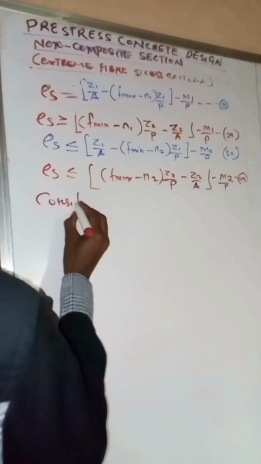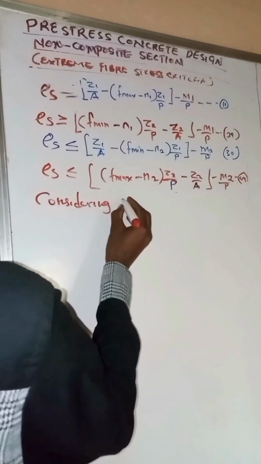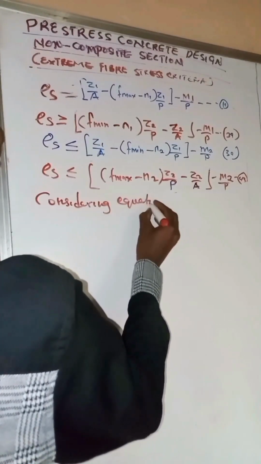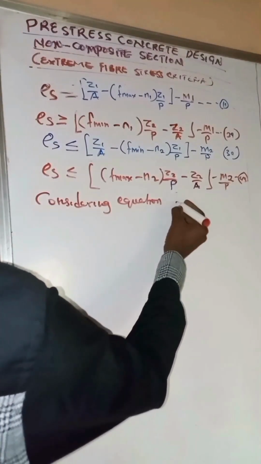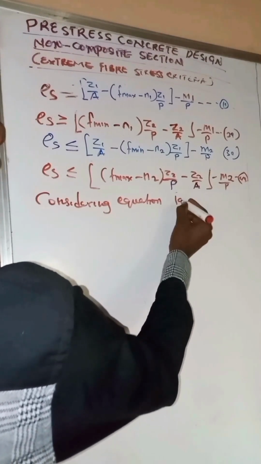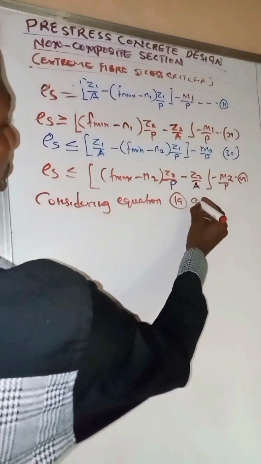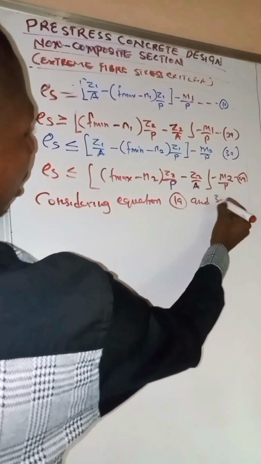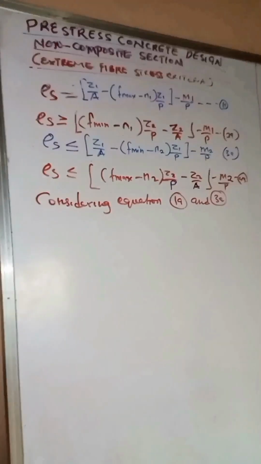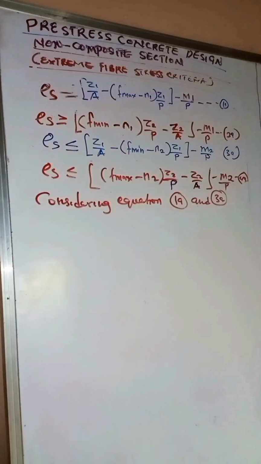considering inequality, equation 1a and 3a. Okay, so when we consider equation 1a and 3a, we'll have the upper limit to be equation 3a, and the lower limit becomes equation 1a. So we pick it from there. So let's go about that.